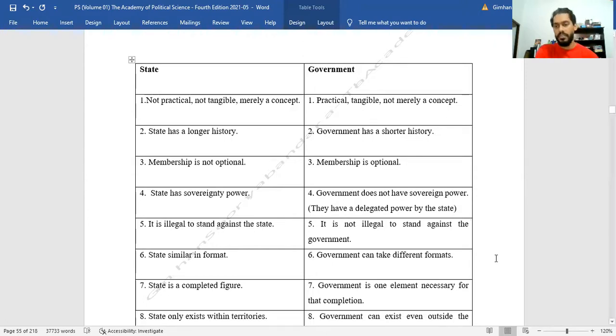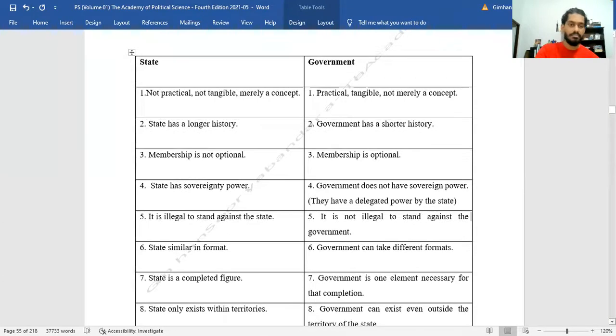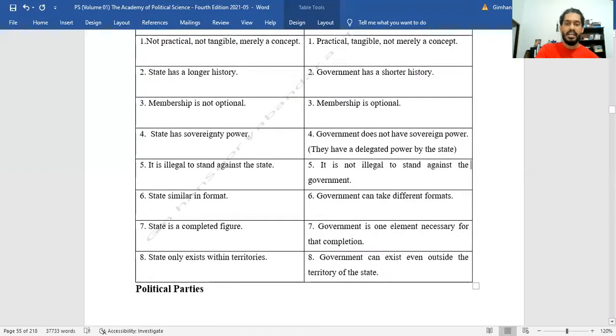Then the state is a complete figure. Of course, when you put those four elements together, the state becomes a complete figure. But other than that, you can see government is the only one element that is necessary for that completion. Okay, and the last one, state only exists within the territories, right? When you pass Jaffna and go 16 kilometers into the sea after passing the coast of Jaffna, then from that point onwards, it's India, right? From that point onwards, you don't have Sri Lanka in effect. State power exists within the territory only, but the government can actually fly anywhere.